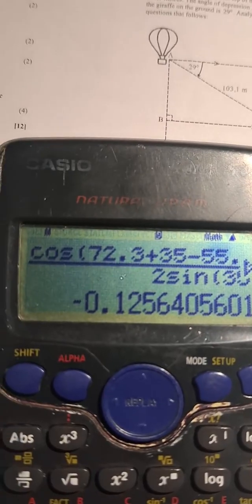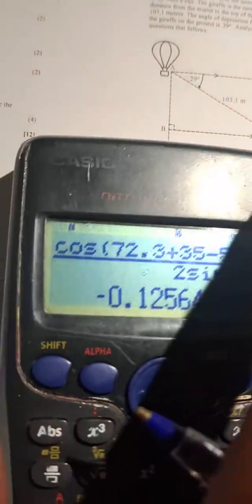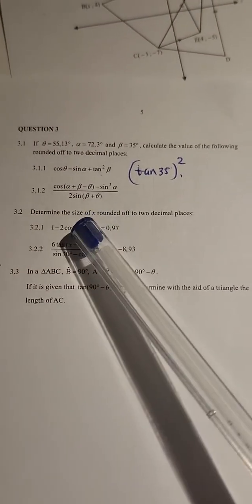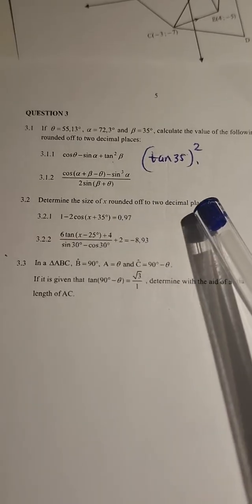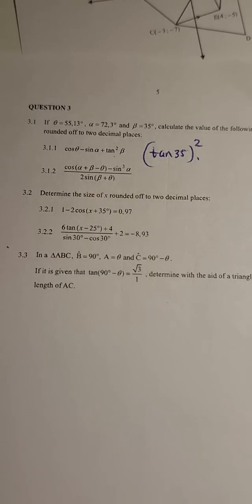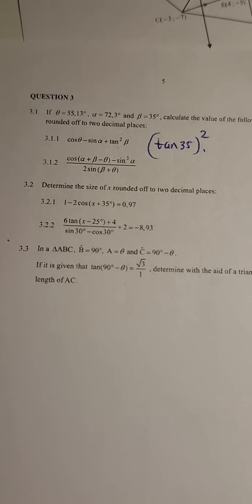Negative 0,13. So it's not me. It's not me. Okay, let's come here. Determine the size of x rounded off to 2 decimal places. Okay, now we have left the world of substituting into the calculator.